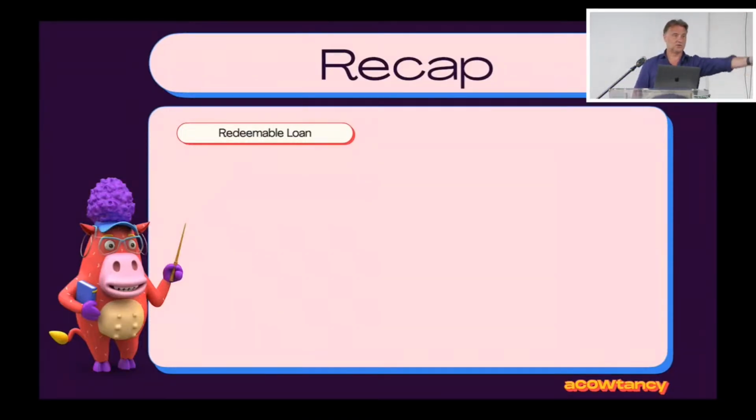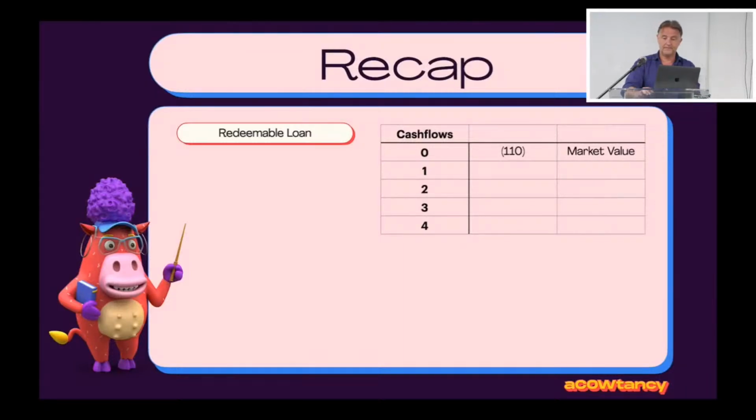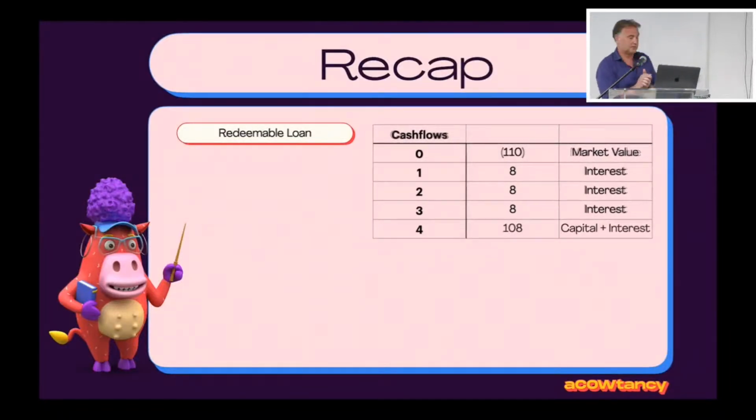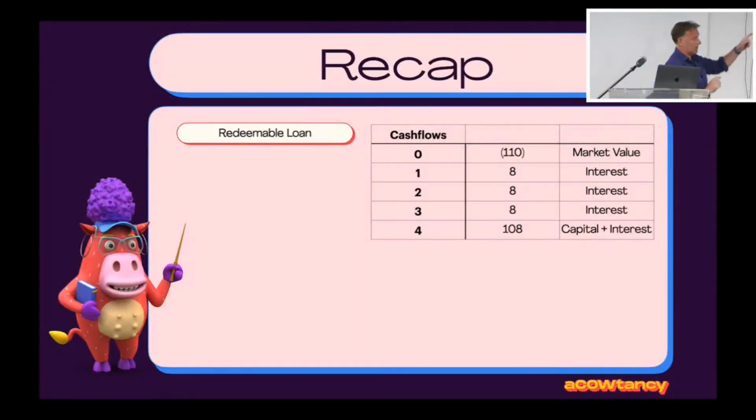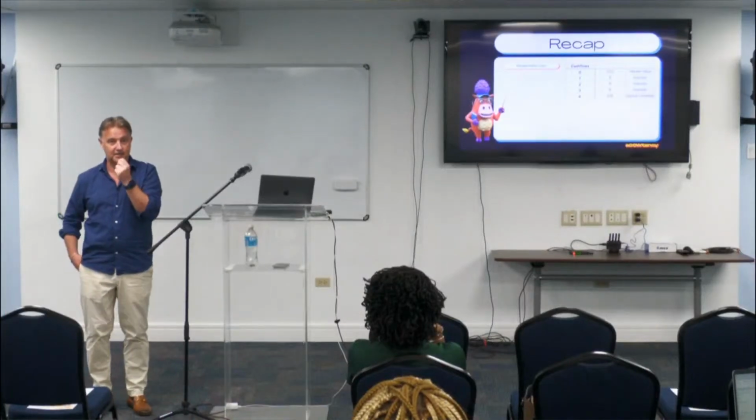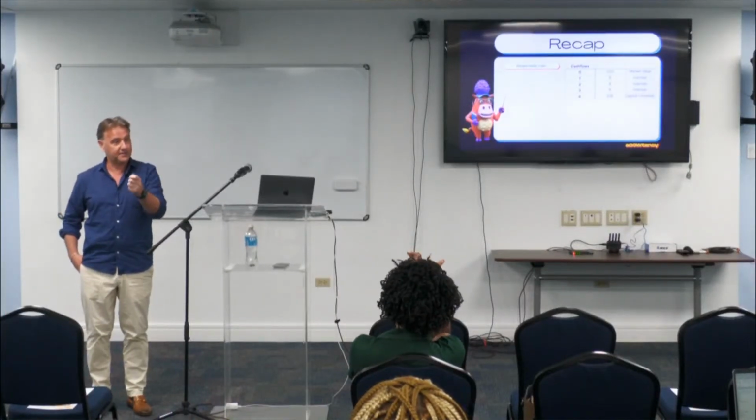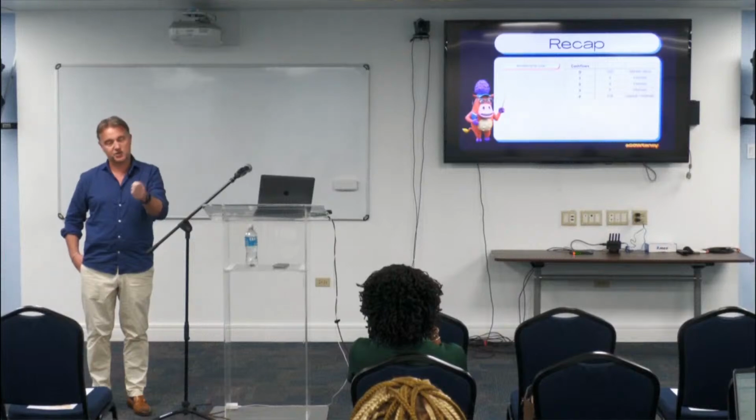Start with your cash flows, start with your market value. Is market value positive or negative? Negative. Then what? Interest. And then finally, capital plus interest. What if you had a premium on redemption of 10%? What would that 108 be? Give me an actual number. 118. Yeah, perfect. So 100 plus 10% premium, so that's 110, plus your interest that you had to pay anyway, 118.